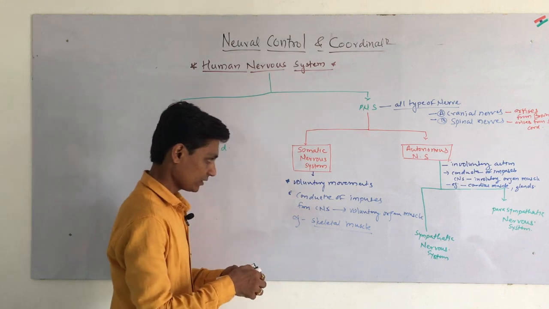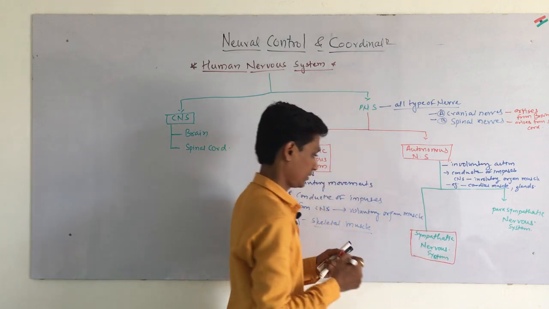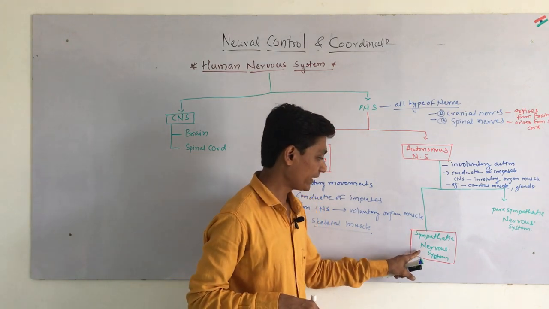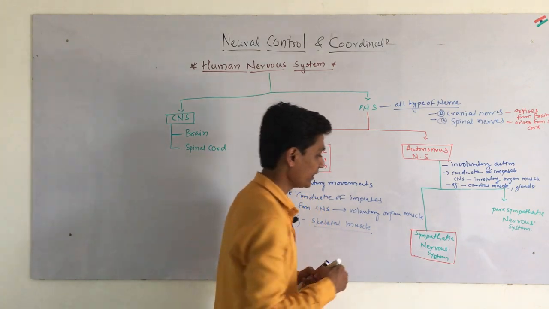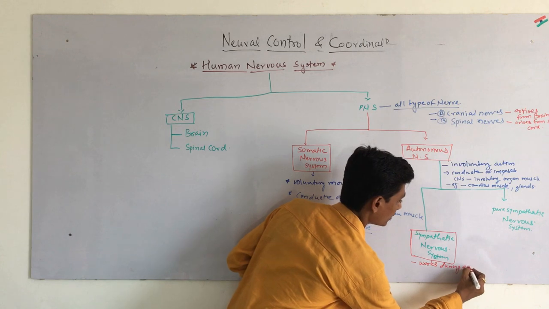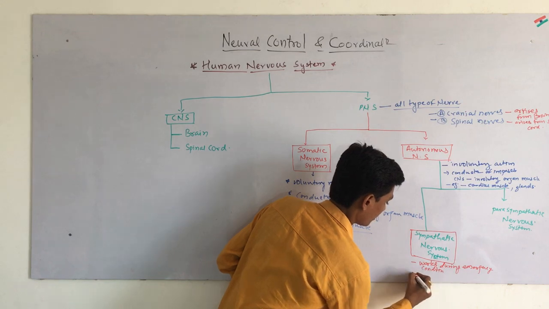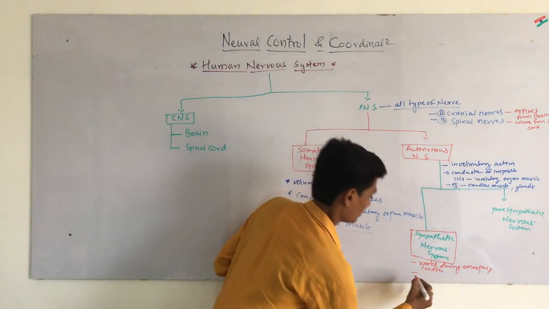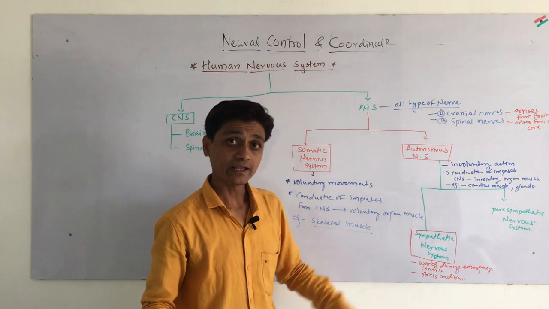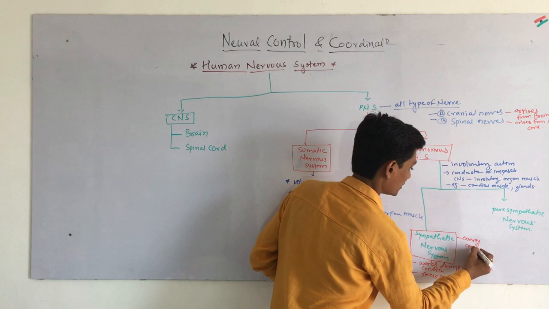Here in the sympathetic nervous system, the energy is consumed and it works during an emergency condition, or it works under a stress condition. Here energy consumption is there.